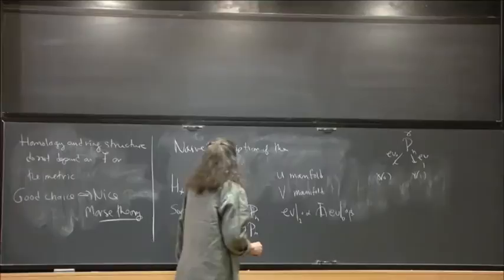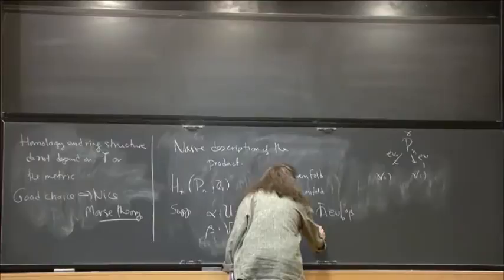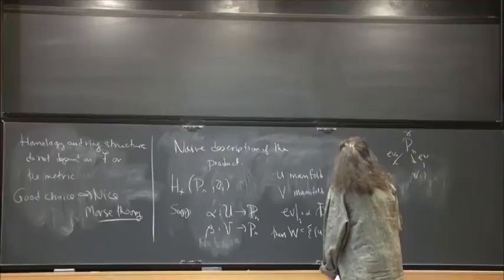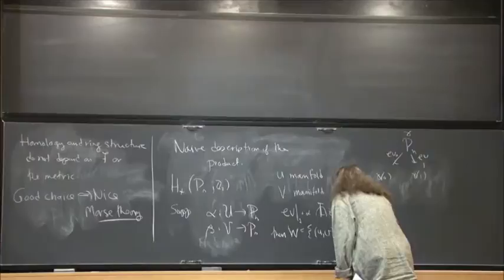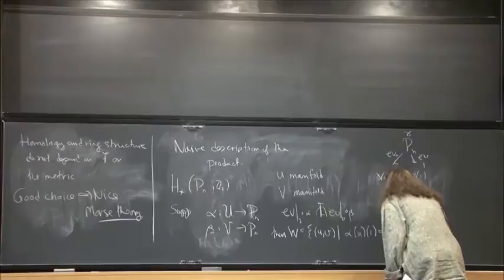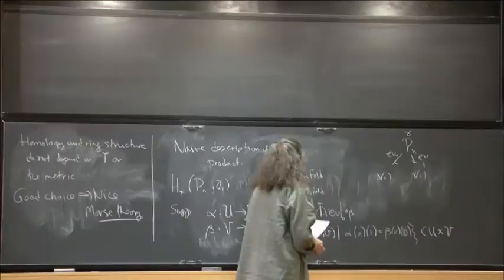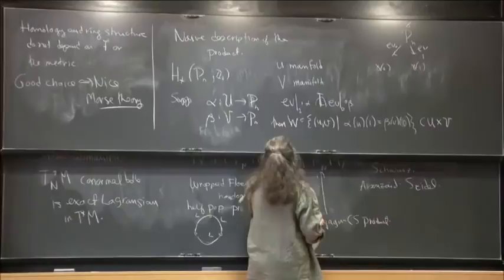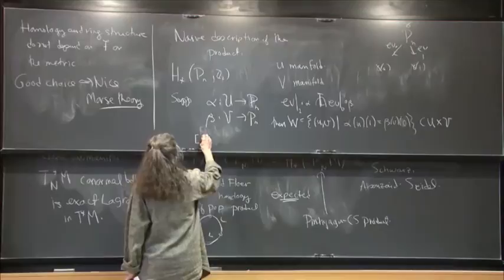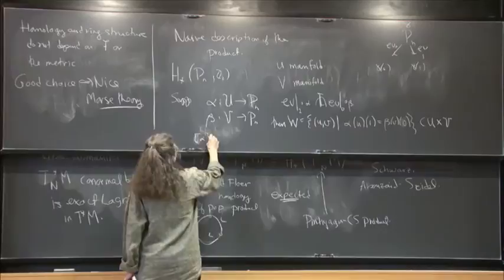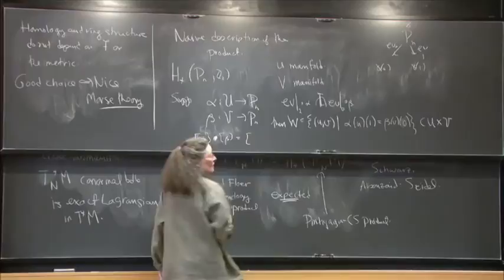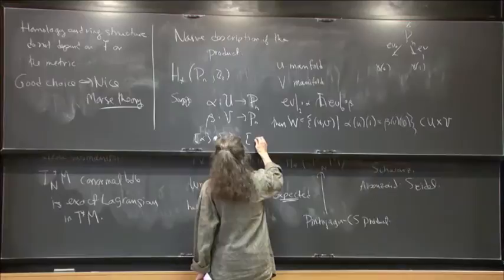then let's call W the set of all (u,v) such that alpha of u at 1 equals beta of v at 0. Then this is a submanifold of U cross V. And we can define the product on the chain level as follows. Alpha product with beta is represented by all the paths of the following form. This is a map. I'm going to write this down.